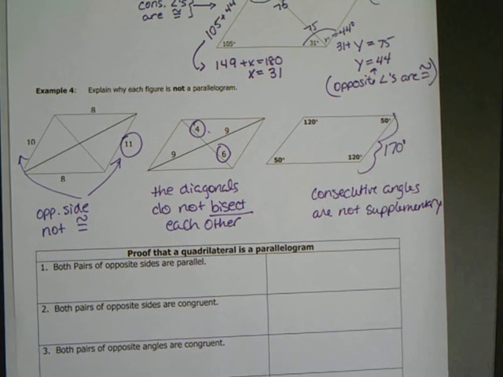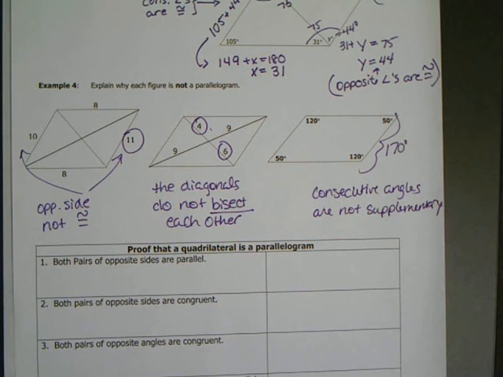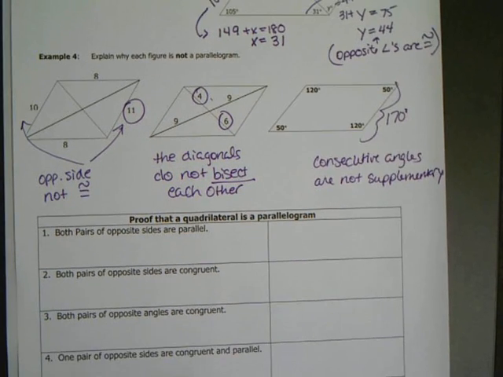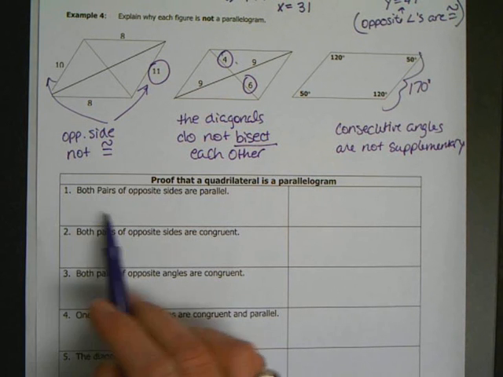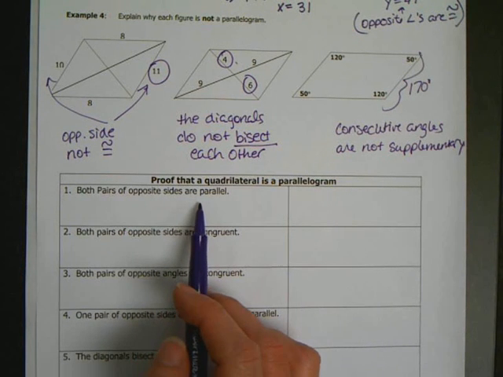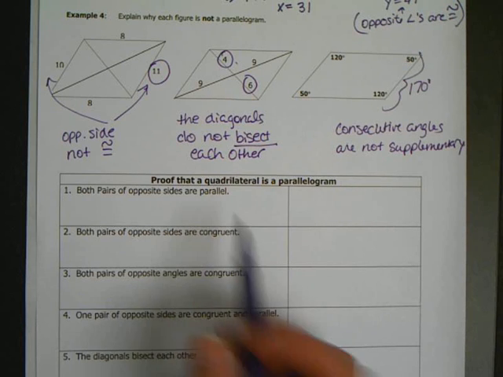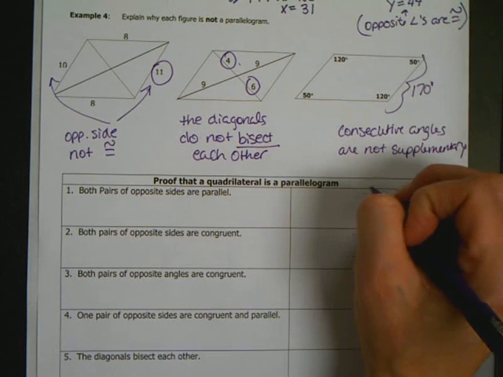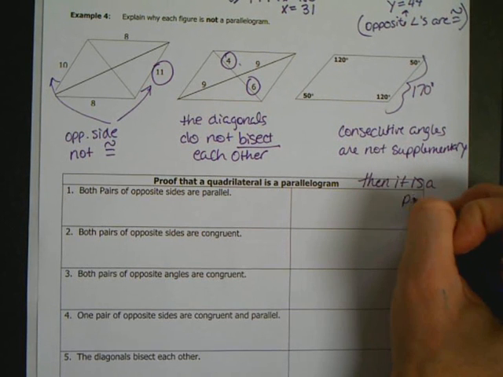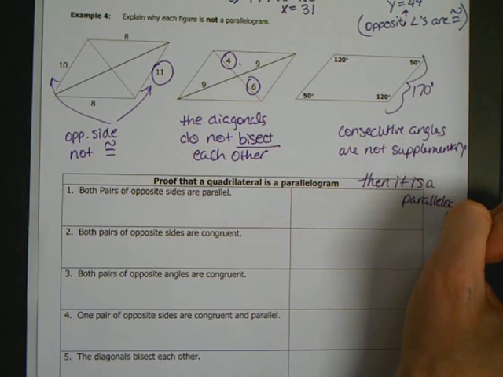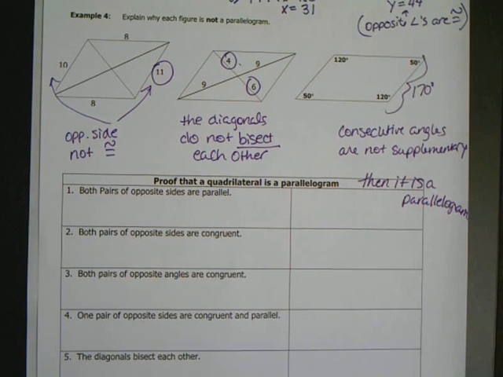All right, now, the very last part. This is proof that a quadrilateral is a parallelogram. So if we were writing proofs, this is some information that we would need, or for problem solving. So first of all, if both pairs of opposite sides are parallel, then it is a parallelogram. So that's how we're going to look at this. We're just writing the converse of the original statements.